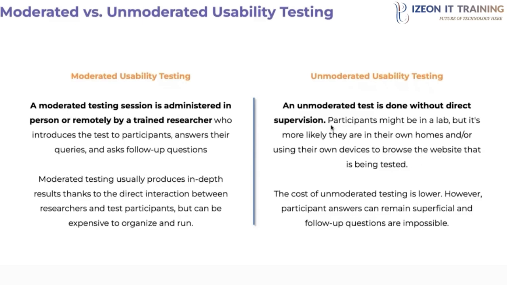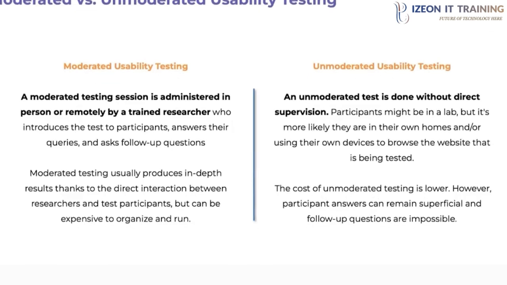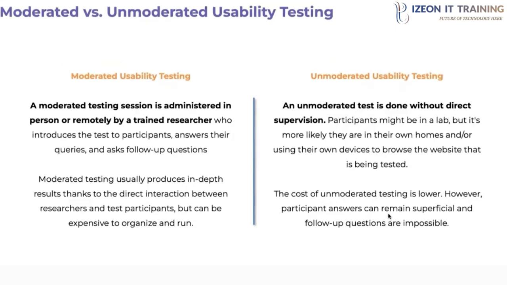As it says, the participant might be in a lab, but the user can be at home also, it does not matter. But it's more likely they are in their own home, using their own devices to browse the website that is being tested, or in our case, we usually test apps. The cost of unmoderated testing is lower. However, participant answers can remain superficial and follow-up questions are impossible.